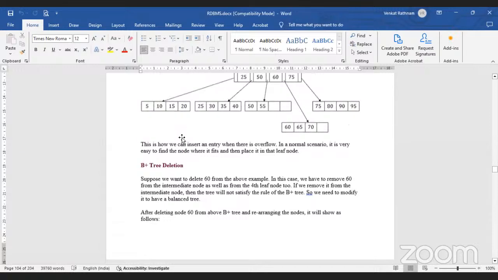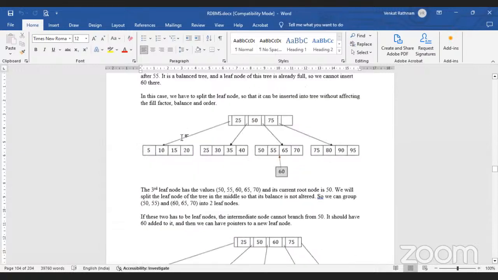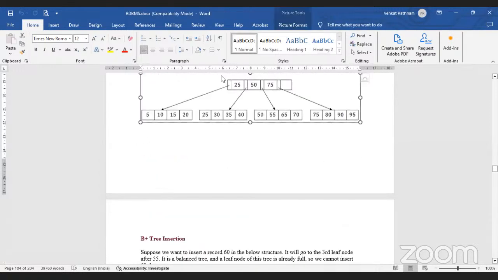Yes, this is very, very important. You have to concentrate on this. Even in UGC NET, they are asking some questions on the B plus tree. If you want to qualify in the UGC NET, then you have to concentrate on the B plus tree also. They are asking questions on the B plus tree.